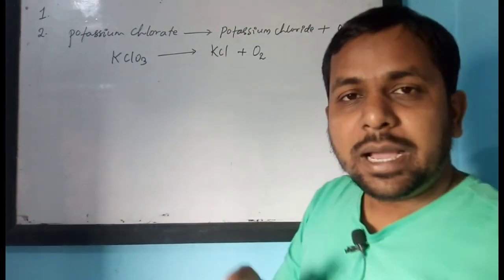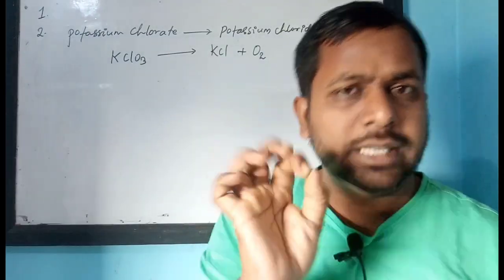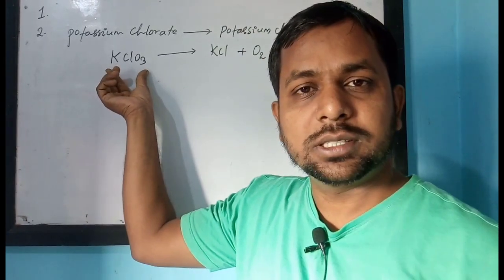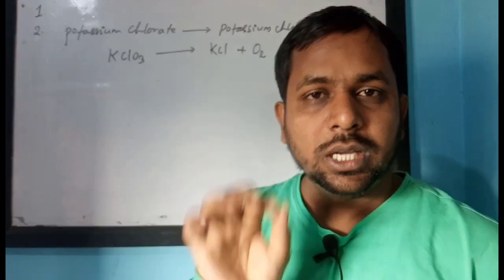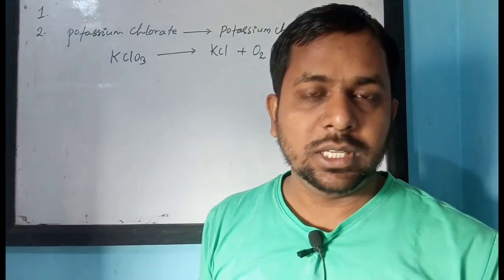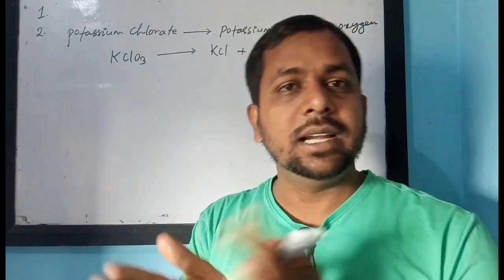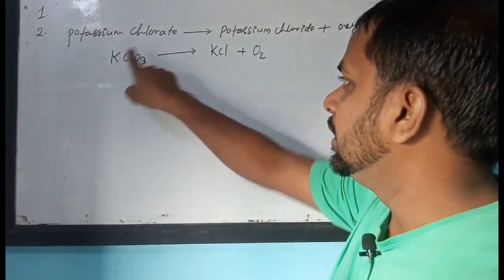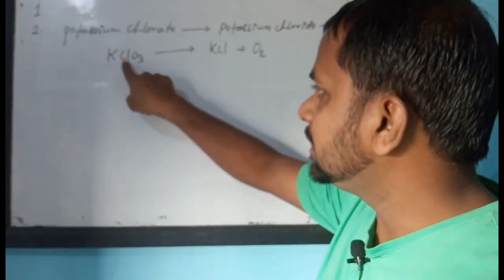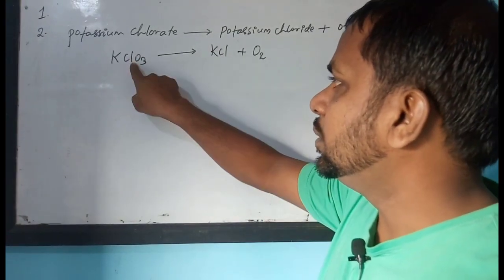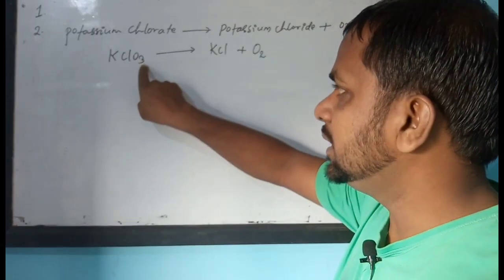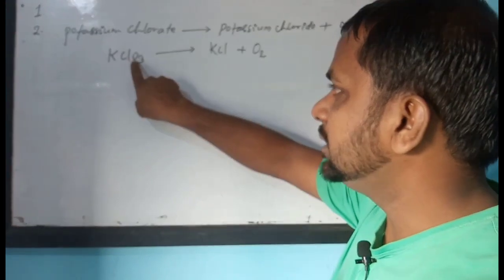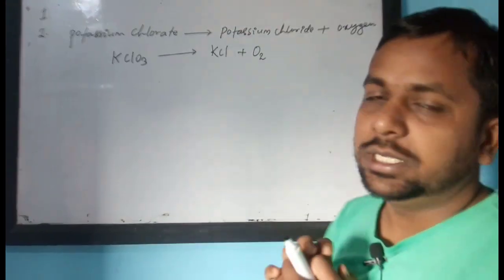And while balancing, we have to see every atom individually, not KClO3 at once. Either its number on the reactant side and product side are equal or not. Here K is 1, here K is 1. Cl is 1, Cl is 1. O is how many? 3 it is. If the number is at the back, it is for this atom only. Oxygen is 3 here, then oxygen is 2 here.